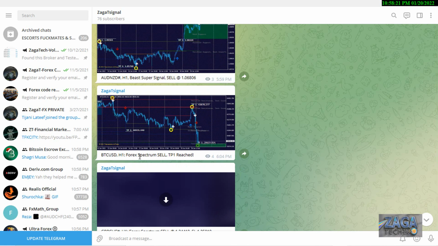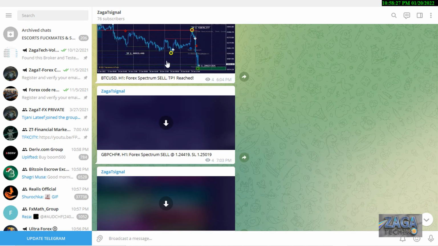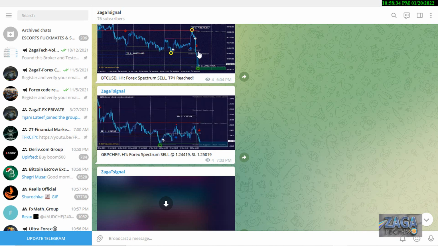BTC/USD, okay, this is Forex Spectrum. I told you guys you should Google about this. Forex Spectrum is quite good. It was quite a good signal. It doesn't repaint either. Then GBP/CHF, Forex Spectrum 2. It doesn't repaint. Forex Spectrum will give you a target of take profit 1 and a target of take profit 2. For example, Forex Spectrum to sell at this area and stop loss should be at this area.